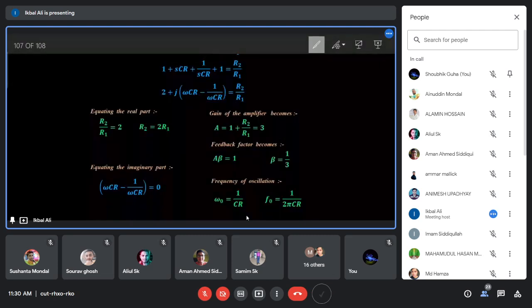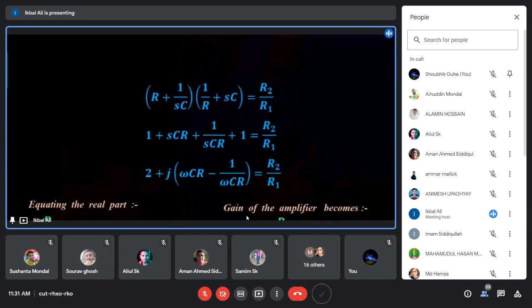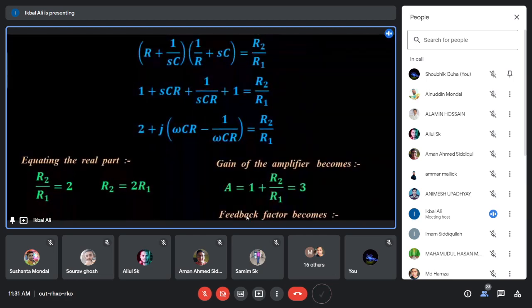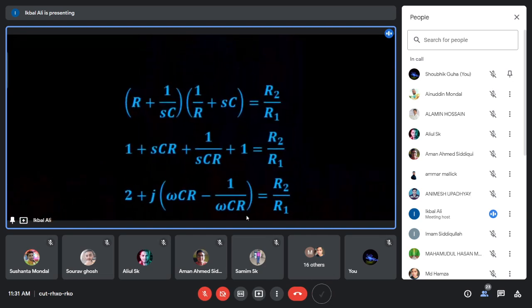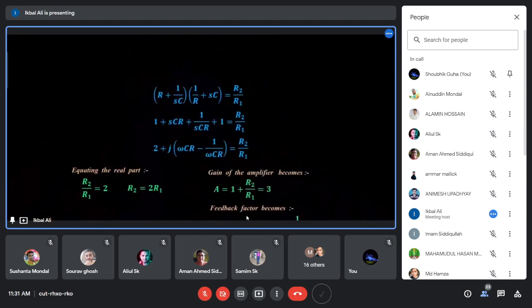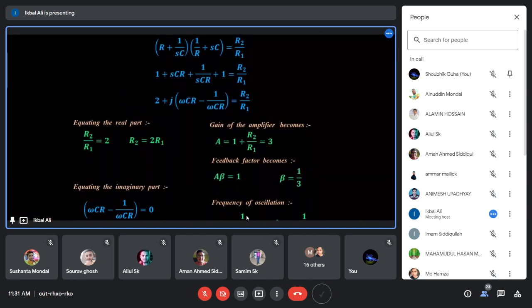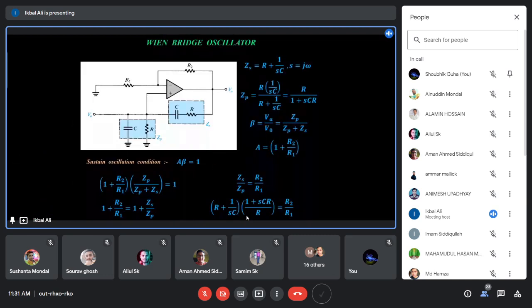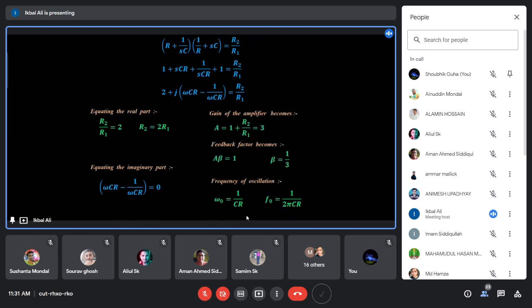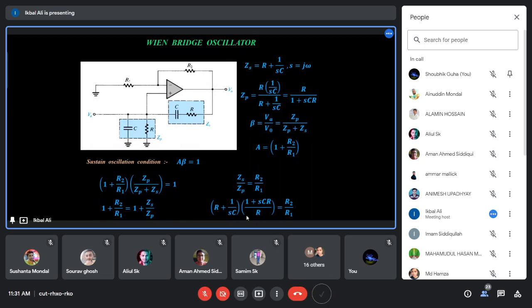Sorry, from this equation, this is just mathematics, so don't worry about this one. From this equation, the first line you see is R + 1/SC. What was that? (R + 1/SC) into (1 + SCR), that means (1/R + SC). So that has been done here: (R + 1/SC)(1/R + SC) = R2/R1.